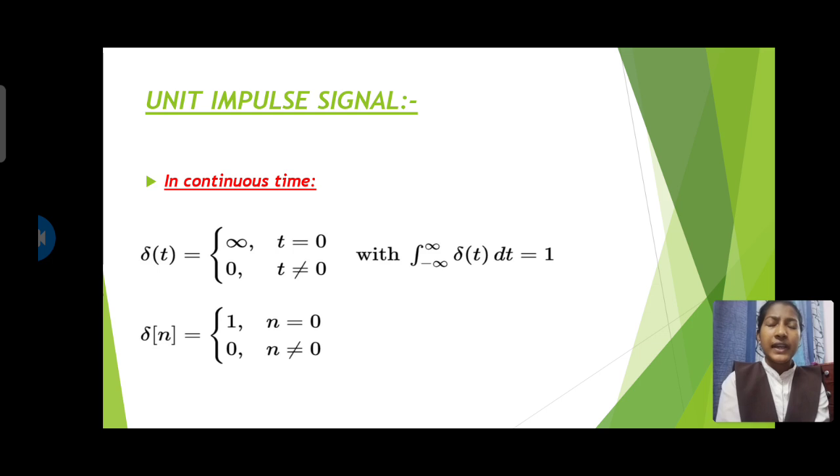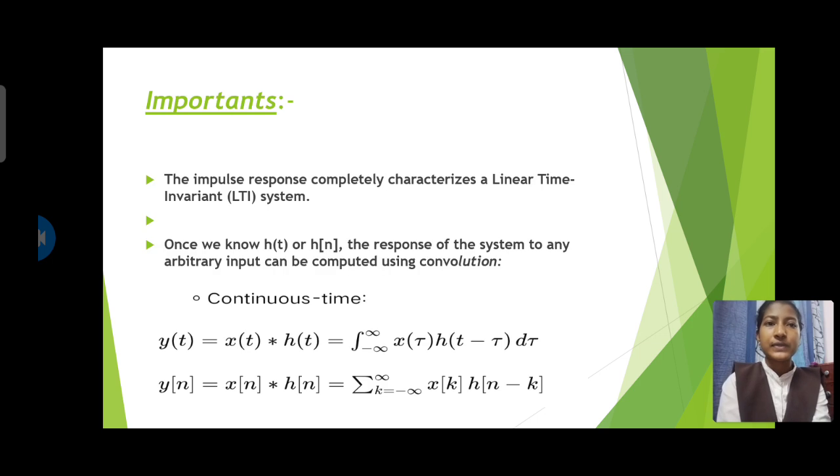In deriving that, for continuous time, del of t is equal to infinity for t is equal to 0 and 0 for t is not equal to 0, with integral minus infinity to infinity del of t dt is equal to 1. And for discrete, del of n is equal to 1 for n is equal to 0 and 0 for n is not equal to 0. So what is the importance of impulse response?